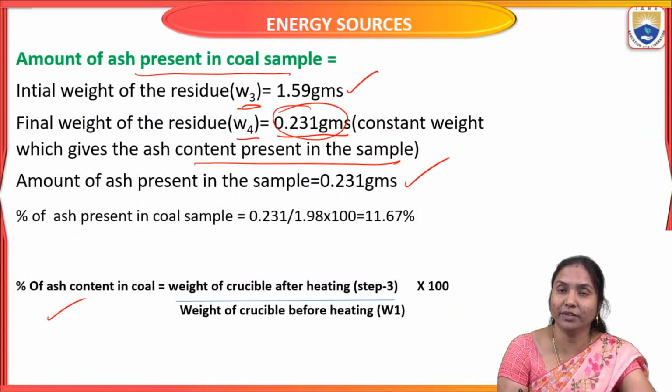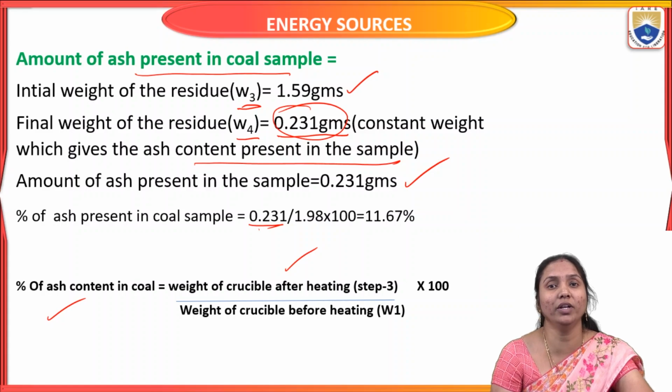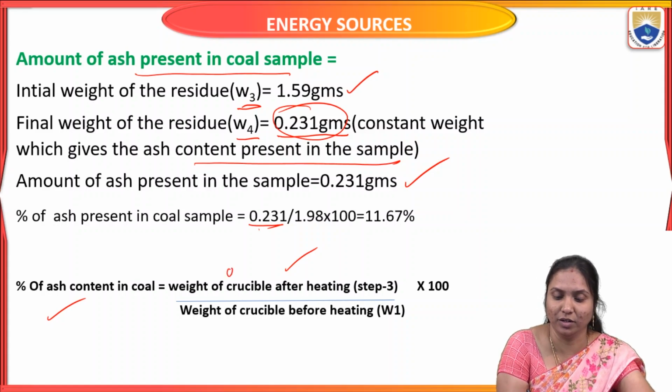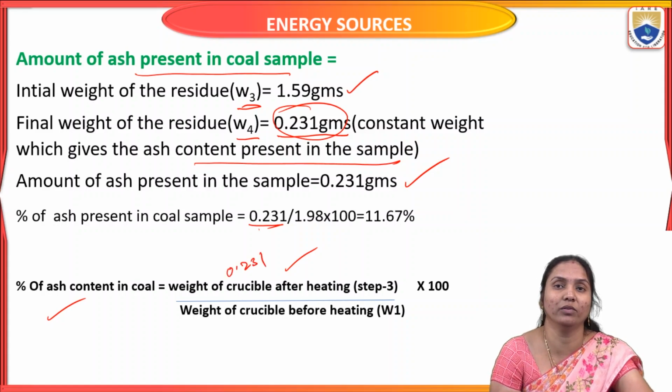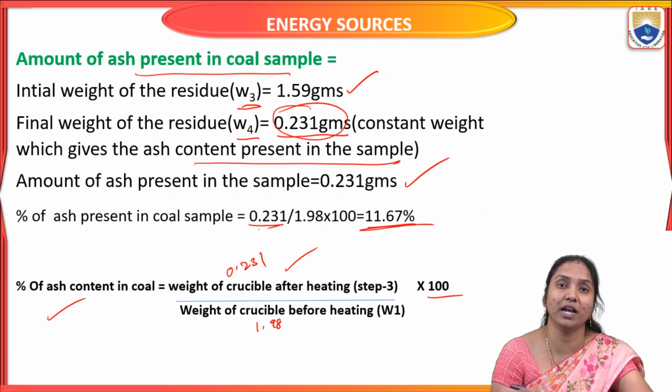Here the weight of the crucible after heating, the weight of this coal sample, is 0.231. We take 0.231 by the weight of crucible before heating, the total weight of the coal sample, which is 1.98, into 100. So finally we get 11.67 percent of ash present in the coal sample.